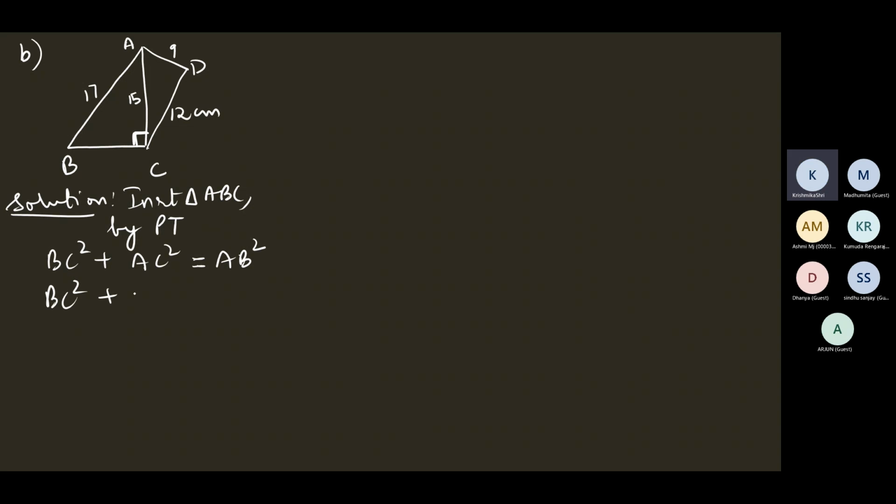BC square plus 17 square, no, AC is 15. Sorry, ma'am. 15 square is equal to 17 square. BC square is equal to 17 square minus 15 square.